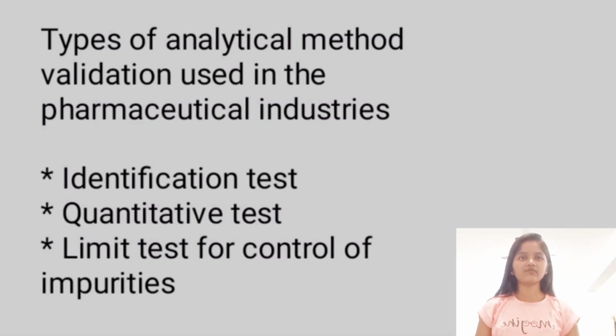Four types of analytical method validation in the pharmaceutical industry. First one, identification test. This test is performed to confirm the identity of a drug substance or drug product by using UV visible spectroscopy, IR spectroscopy, mass spectroscopy, or HPLC to verify the identity of an active ingredient.